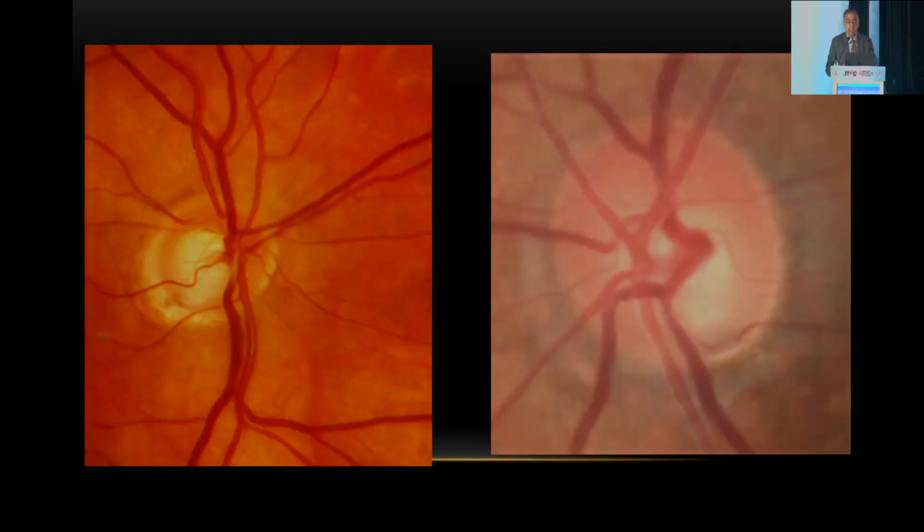This is a classic example of a disc which has a focal notch like here, and you see that the rest of the rim is completely intact. You see this focal notch right here, and the rest of the rim is completely intact. This is classic of low pressure glaucoma.